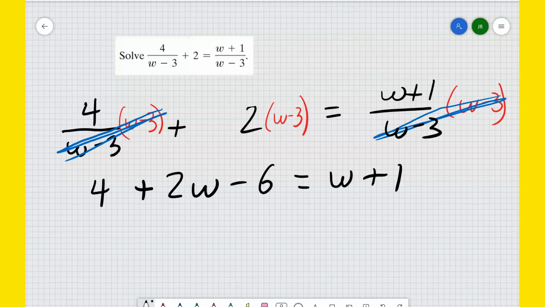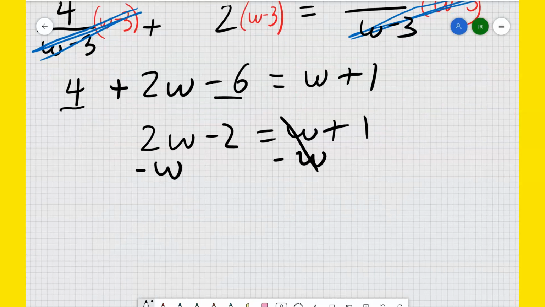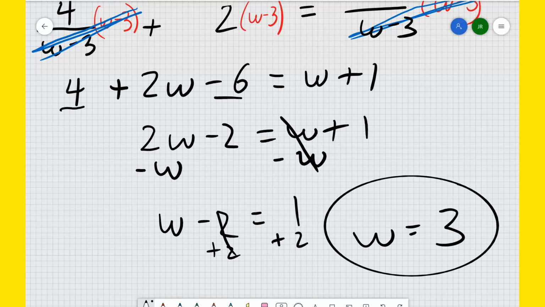Now it's just a matter of combining like terms and getting the w by itself. So I'm going to go ahead and combine the 4 and the negative 6, and I've got 2w minus 2 equals w plus 1. I'm going to move my w over here with my other w term, and that's going to give me 2w minus w is w, minus 2 equals 1. Then I'm going to add 2, and I'm going to get w equals 3 as my answer.